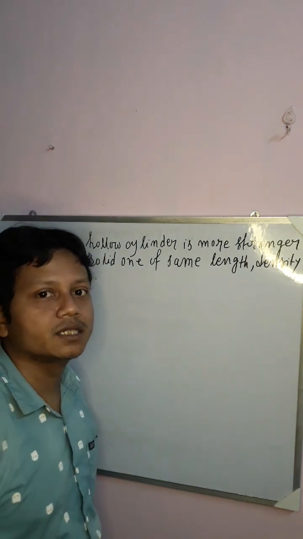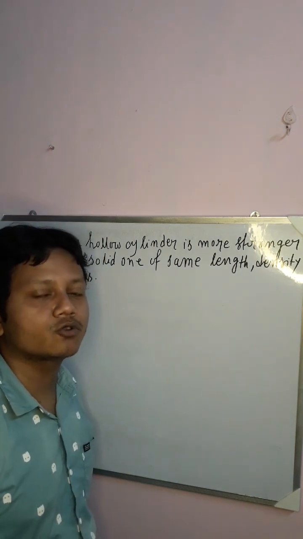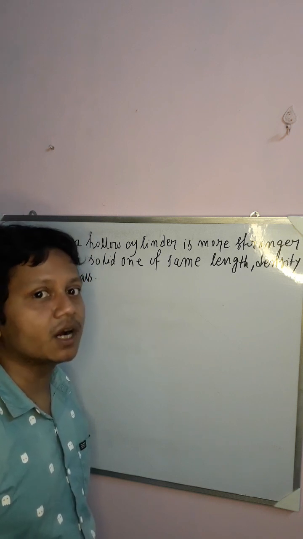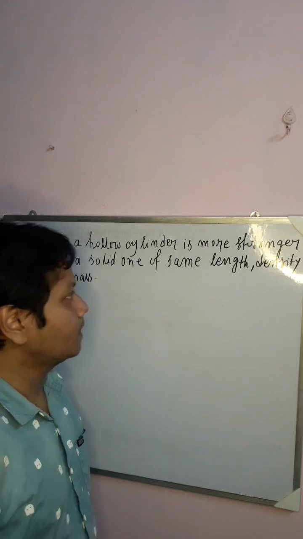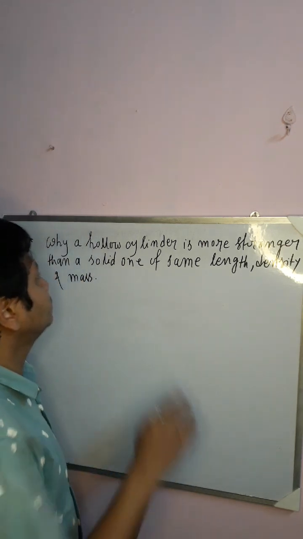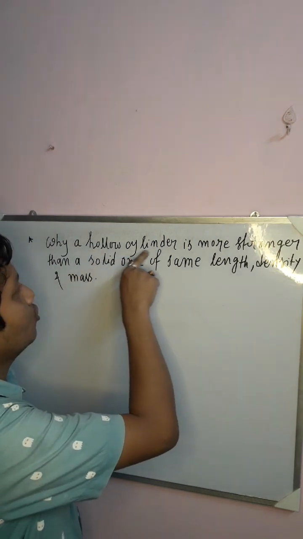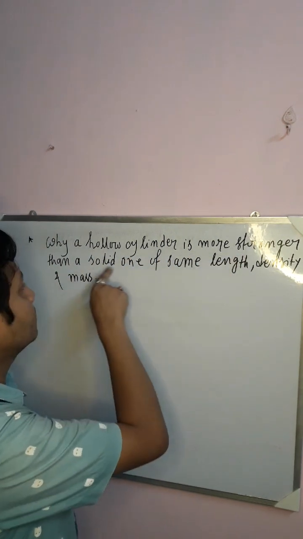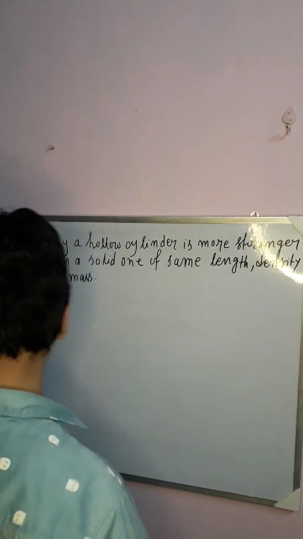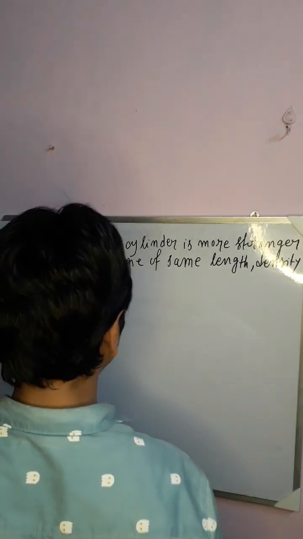Now in my last lecture I discussed torsional rigidity, that is the twisting couple per unit angular twist. Okay. Now in today's lecture, with the help of torsional rigidity, we will discuss why a hollow cylinder is stronger than a solid one of the same length, density and mass. This is a very important question.